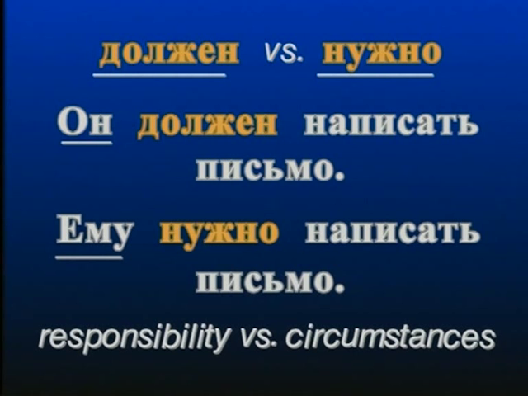So the responsibility rests with the circumstances, but not with the person involved. Ему нужно написать письмо. Ну, хорошо. So you remember that we say он должен, but ему нужно. With нужно and надо, you always have to use the dative case for the person. Ему нужно, ей нужно, мне нужно написать письмо.